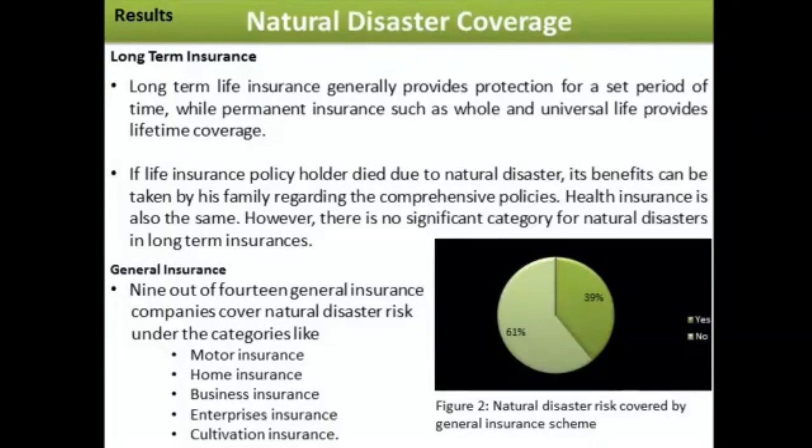Natural disaster risk coverage categories have been evaluated by considering the insurance companies' policies. The research shows that 9 out of 14 general insurance companies cover natural disaster risk under categories like motor insurance, home insurance, business insurance, enterprise insurance, and cultivation insurance. The percentage is shown in figure 2.